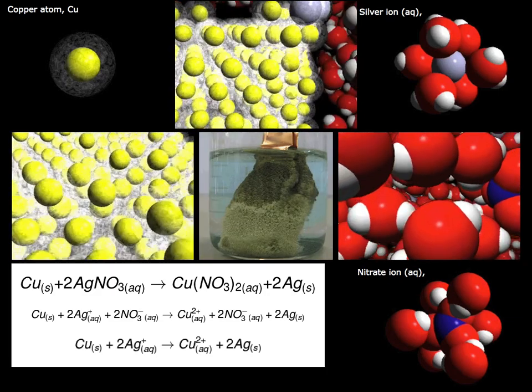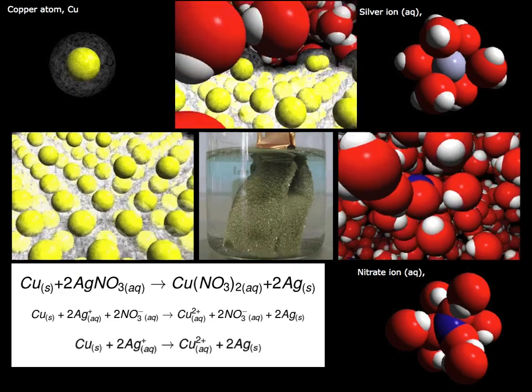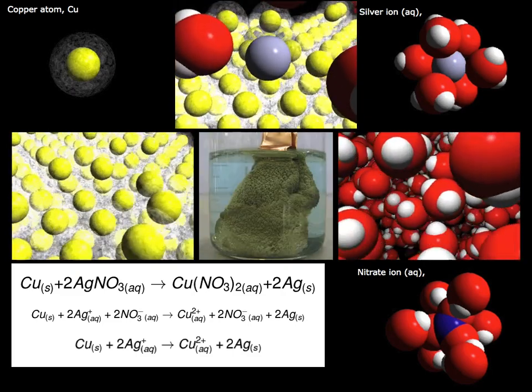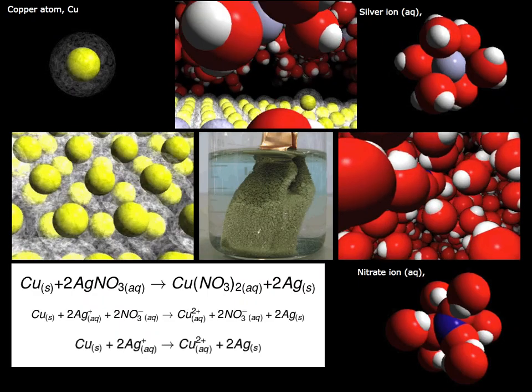In the example provided, copper solid is being oxidized to form copper-2 ions in solution, and silver ion is becoming reduced to form silver solid. Both processes together form a redox reaction.